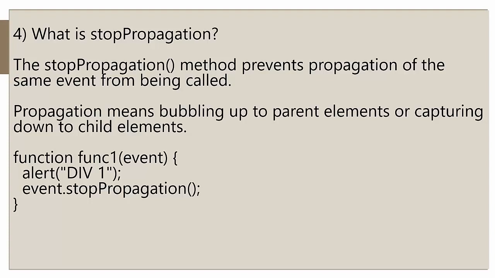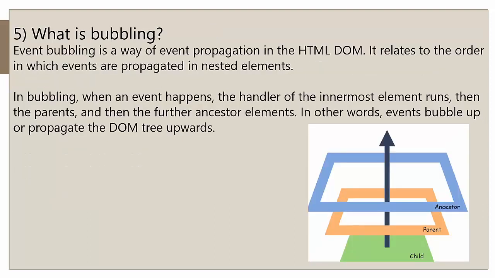What is stop propagation? The stopPropagation method provides a way to prevent propagation of the same event from being called. Propagation means bubbling up to parent elements or capturing down to child elements. So how do we define a simple event propagation method? Function function1 with event, alert division, event dot stopPropagation. That's how we call stopPropagation. What is meant by bubbling and all, I am going to take up in the next few questions. So keep following, okay?